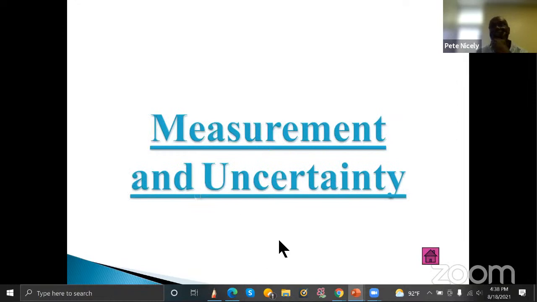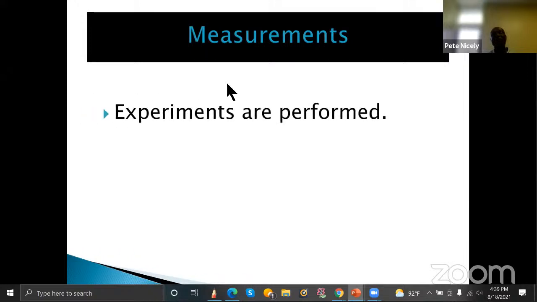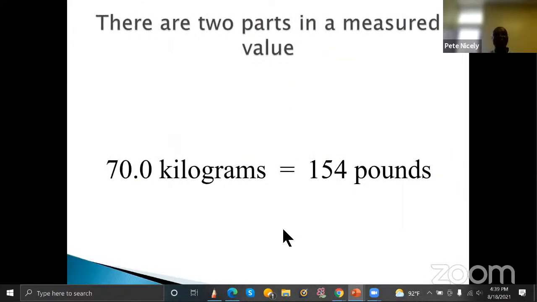Okay, so the next thing we're going to talk about is measurement and the concept that's related to it, which is uncertainty, all right? Now, measurements is basically what is done when experiments are performed. So when you're performing experiments, making measurements is basically a routine aspect of experimentation. So measurements will be made. And of course, we use instruments to take these measurements.